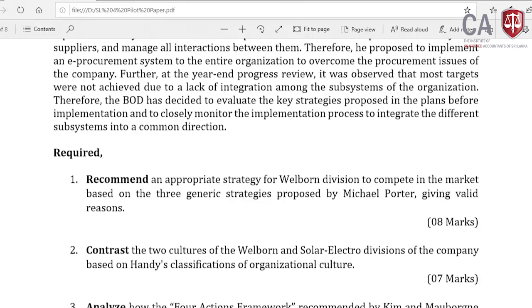Then part 2, contrast the 2 cultures of the Wellborn and Solar Electro division of the company based on Handy's classification of organizational culture. That is based on chapter 13, further aspect of human resource management or people and value creations. He is asking you to compare the two cultures of Wellborn and Solar Electro division based on Handy's classification of organizational culture.